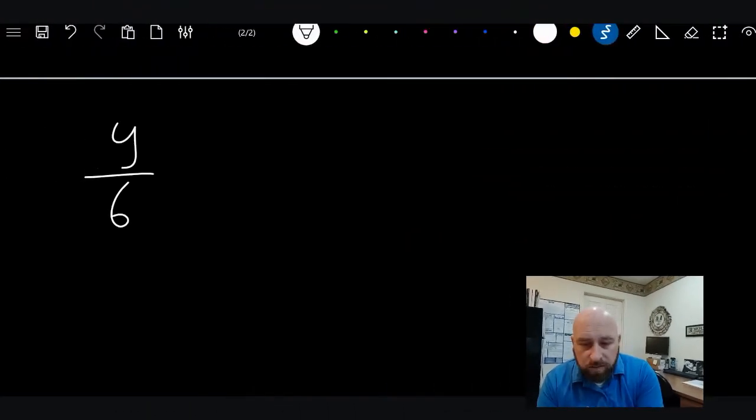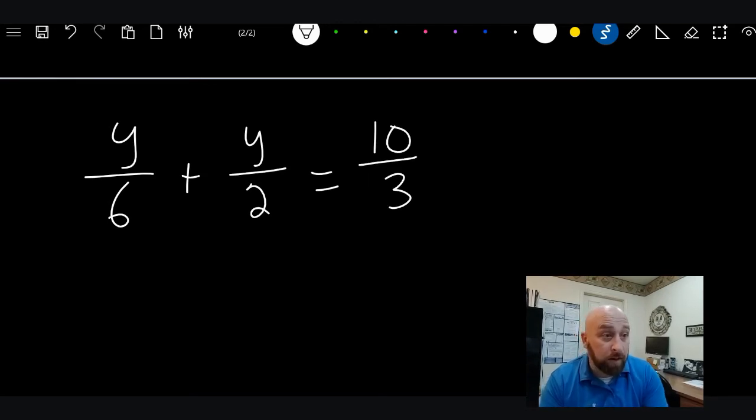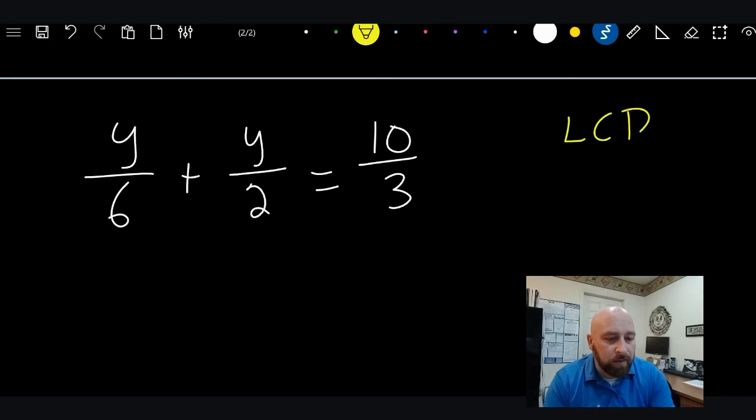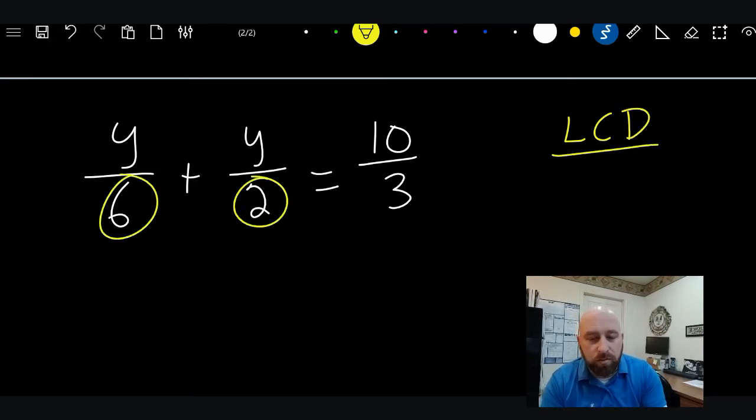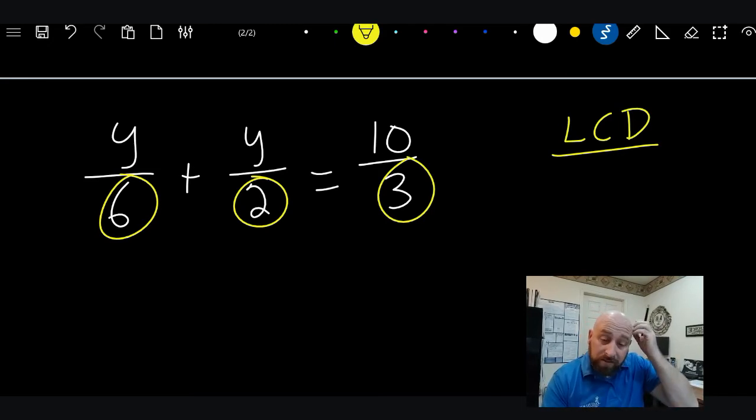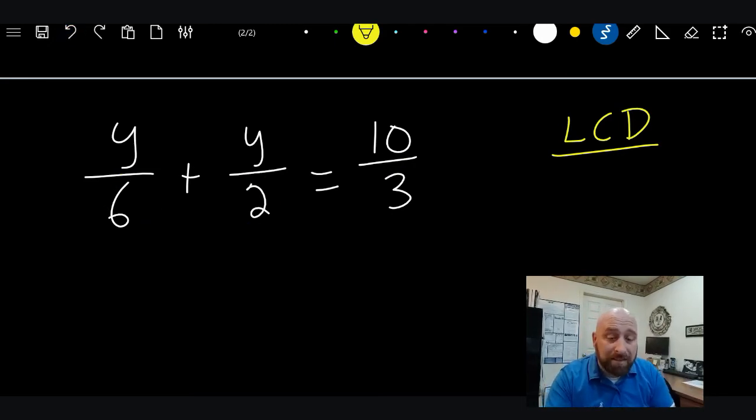y over 6 plus y over 2 equals 10 over 3. First thing that we need to do here is try to find the LCD, least common denominator. So we have a 6, a 2, and a 3. The LCD of 6, 2, and 3 is 6 because 2 goes into 6 and 3 goes into 6. So there we go, 6.